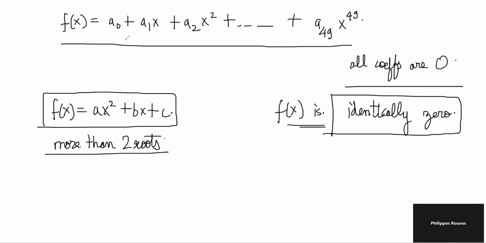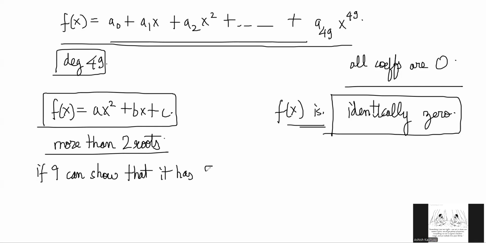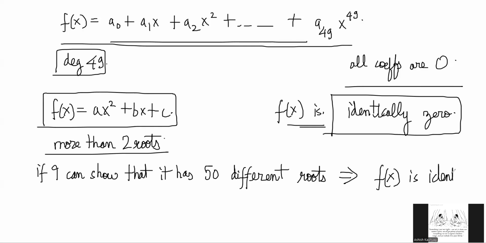Yes. So here, my polynomial has degree 49. If I can show that it has 50 different roots, then I will be able to say that f of x is identically 0, no? Correct? Yes. And then if it is identically 0, then each of the coefficients will become equal to 0, right?